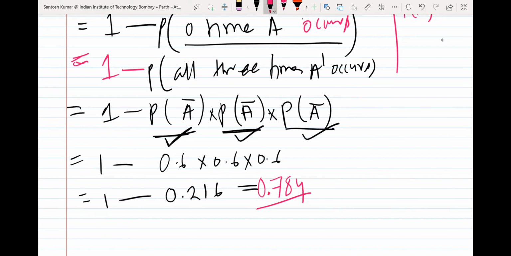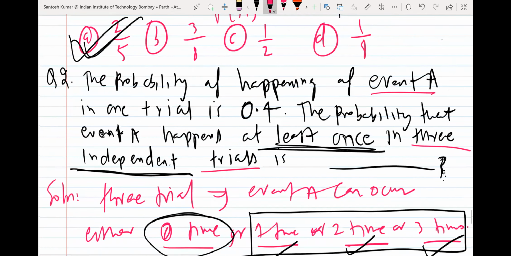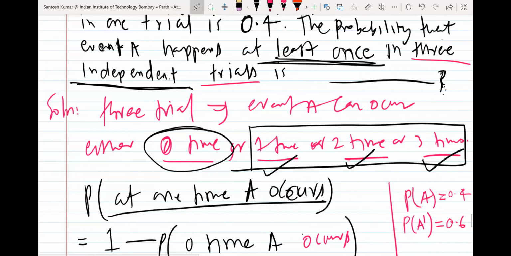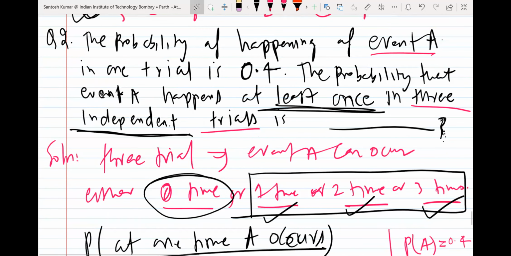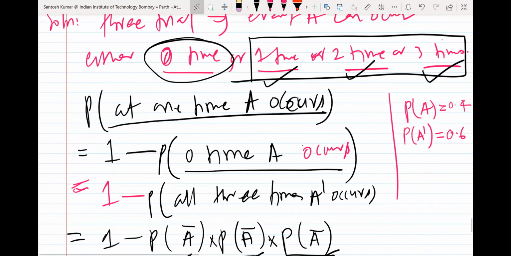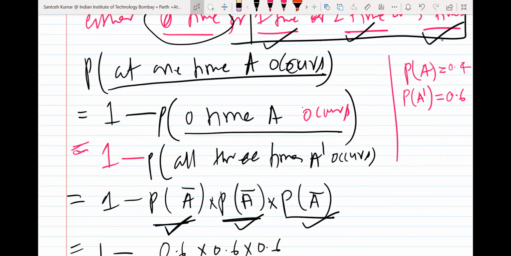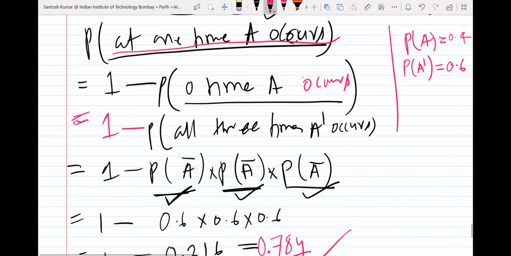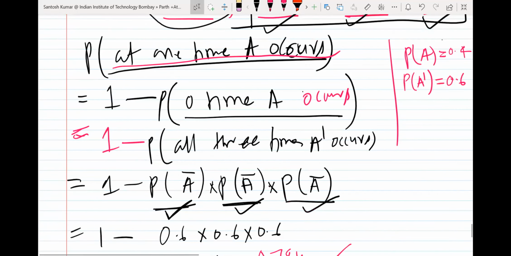Yes, sir. This is the answer for this question. The occurrence of A was given. So what was the chance that at least one time A will occur? I have taken the complement: 1 minus the probability that A occurs 0 times. Here it was either once, twice, thrice. So I took the complement, 0 times, which means every time A complement occurs. So this is easier. Okay, so these two I have done.